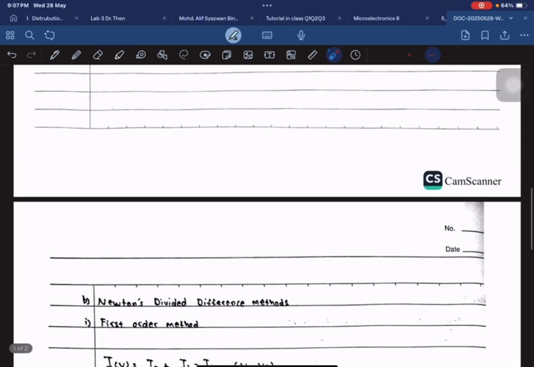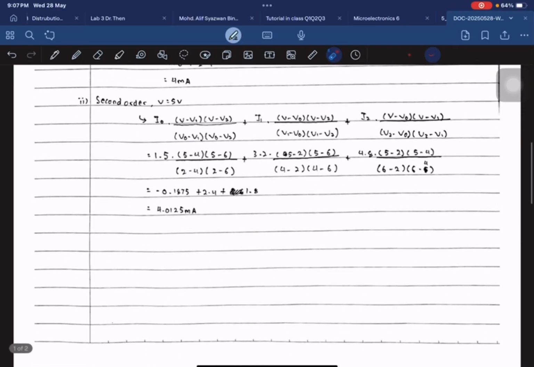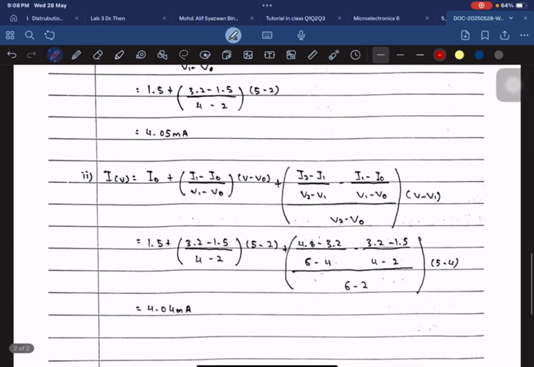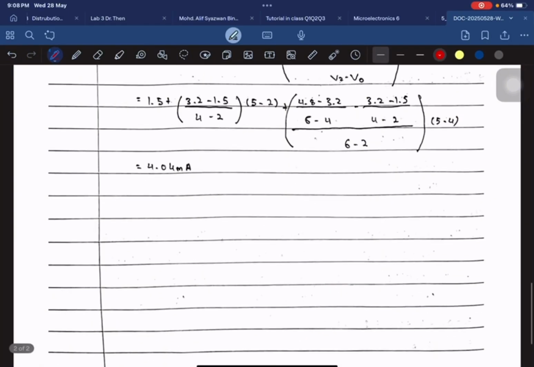So if we were to compare all of these values, 4 milliamps and 4.0125 milliamps for the Lagrangian method, we can say that the second order is more accurate. And for the Newton's method, this one has the value of 4.05 and this one has the value of 4.04. So here we can average it out and say that the answer would be around 4 milliamps with the error of plus minus 0.03 milliamps.